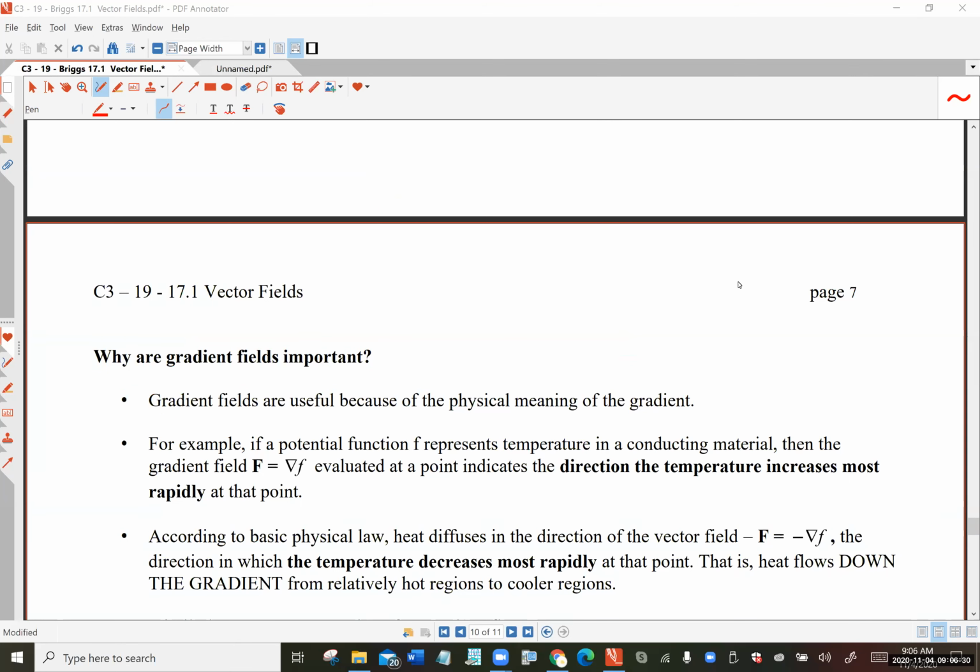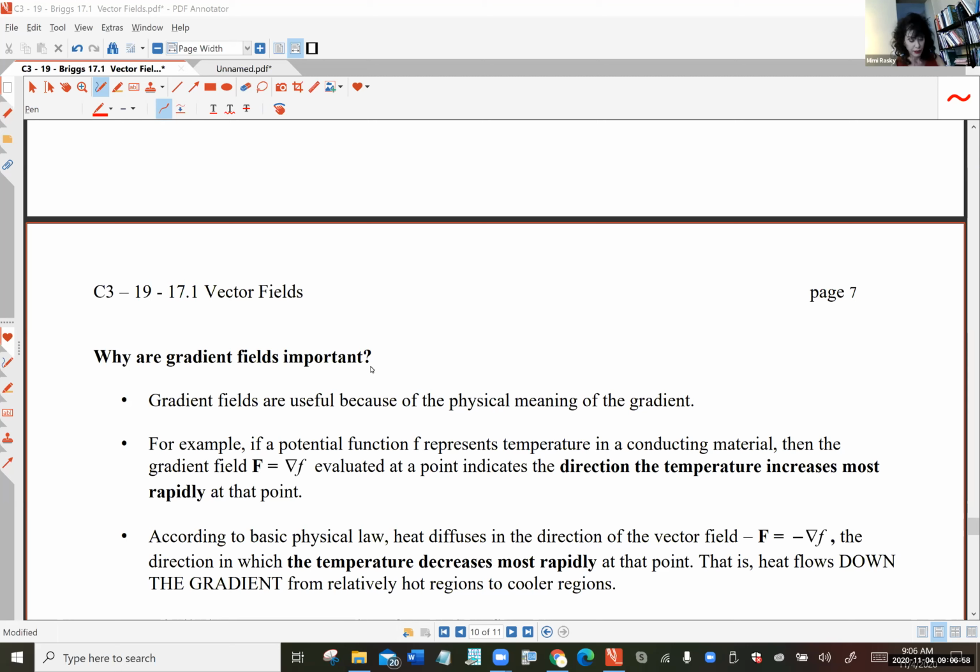Okay. So we found that we could recover a potential function given a conservative vector field, but it has to be conservative. Folks, if you get a vector field that's not conservative, please don't go off and find a potential function for it, okay? Because it's meaningless. It doesn't have a potential function. Okay, so why do you care about gradient fields, conservative vector fields?